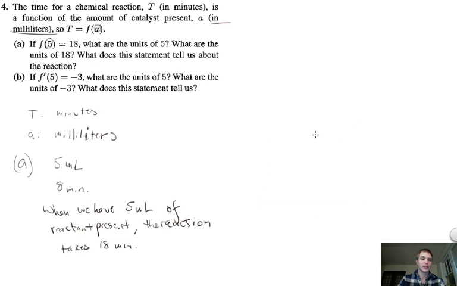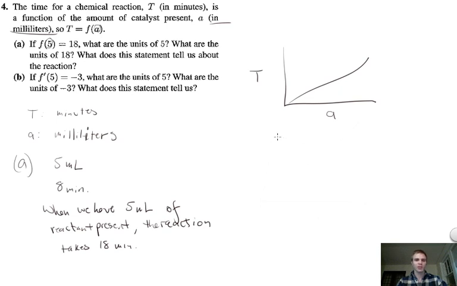This is the calculus-y part of the problem, part B. So if f prime of 5, okay, so this is the slope at the same point, the rate of change of this function when we have 5 milliliters of reactant, is equal to -3. What are the units of f prime of 5? So back to that little graph that I put up here. So f prime gives us the slope of this function. I drew a line. I don't know that our function is a line. But we know that T is the dependent variable and A is the independent variable.